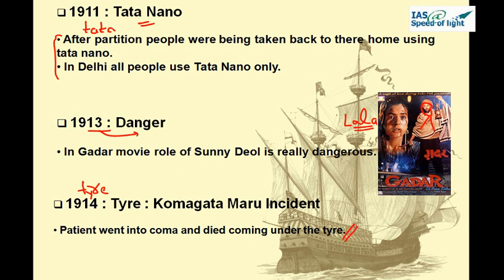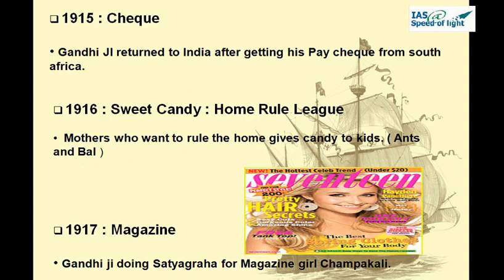Komagata Maru incident. Coma is the patient going into coma. Maru means marana, or dying, or beating. So the patient went into coma, and the person who was traveling, going by walking, went into coma and fell onto the roadside, and then came under the tire. So tire, that is TR, 14, 1914, we are linking it with the Komagata Maru incident. Coma is going into coma, and Maru becomes marna, or beating or dying.